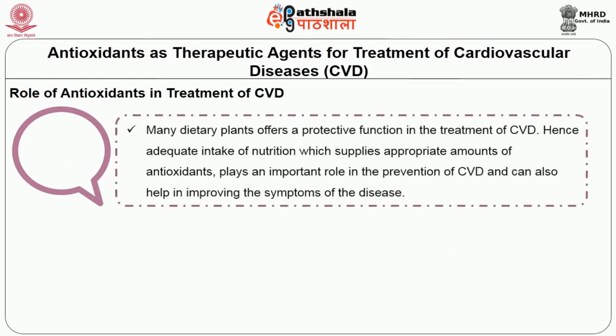Many dietary plants offer a protective function in the treatment of cardiovascular diseases. Hence, adequate intake of nutrition which supplies an appropriate amount of antioxidants plays an important role in the prevention of cardiovascular disease and can also help in improving the symptoms of the disease.